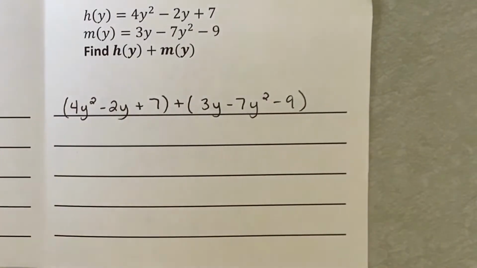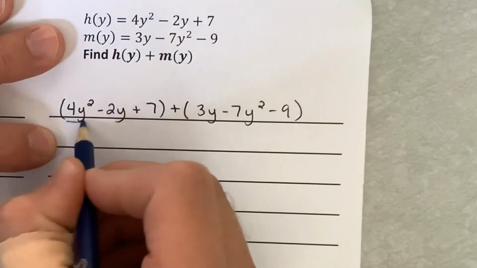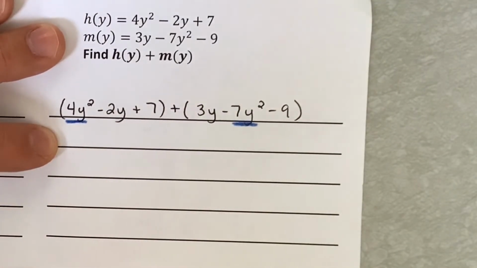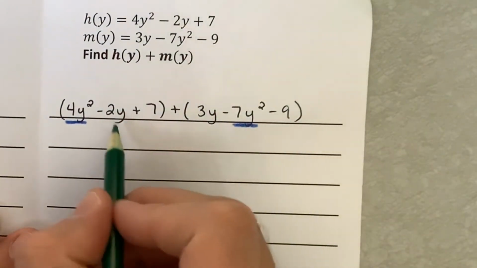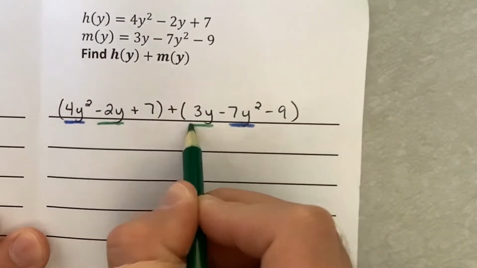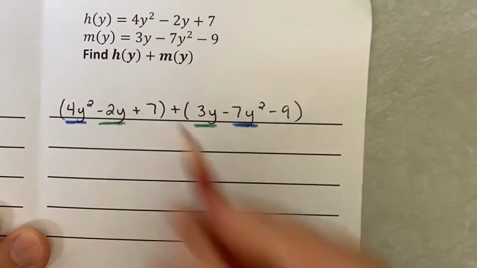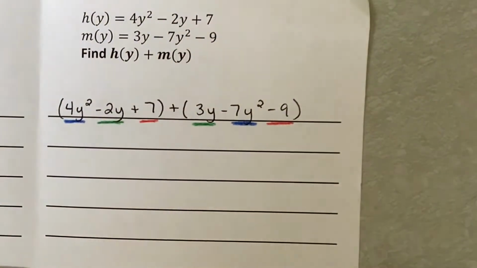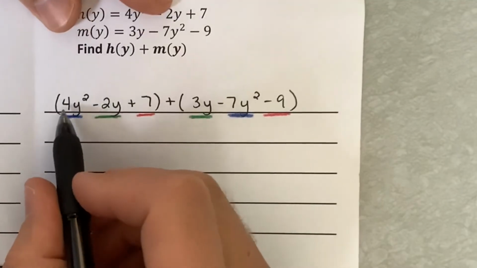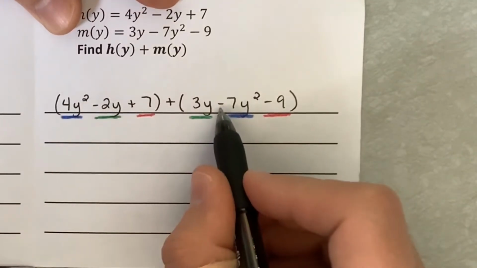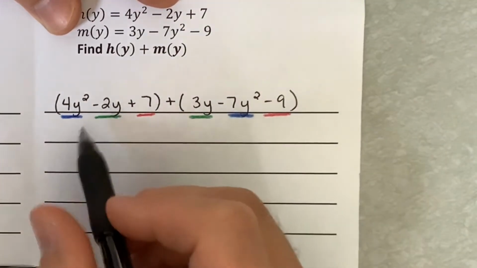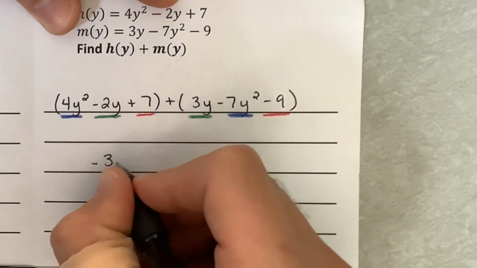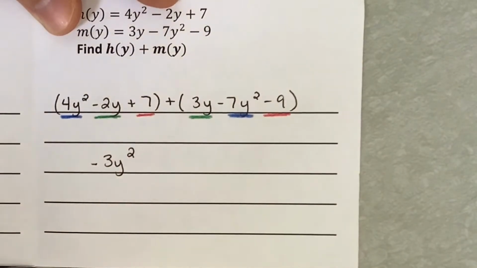So with that said, let's combine like terms. I got my y squareds. Anywhere you can find like terms, you organize it. I got my y's. Boom, boom. And I got my numbers. So I'm gonna combine these terms. Let's do my blues first, these y squareds. I have 4y squared minus 7y squared. Well, let's see here. 4 minus 7, that's gonna give me a negative 3y squared.